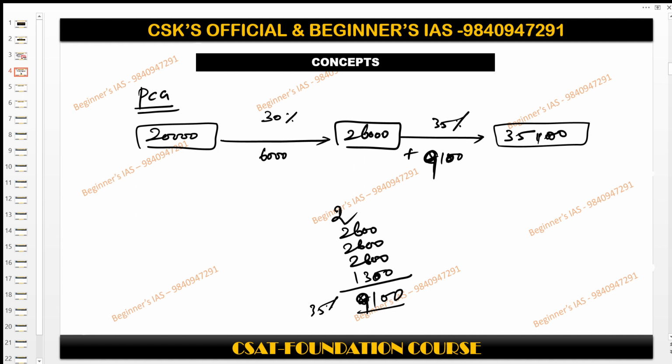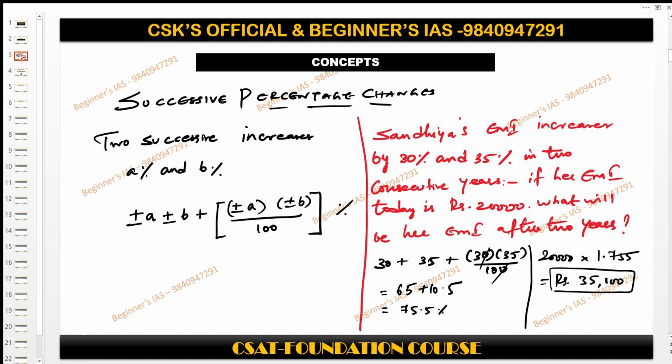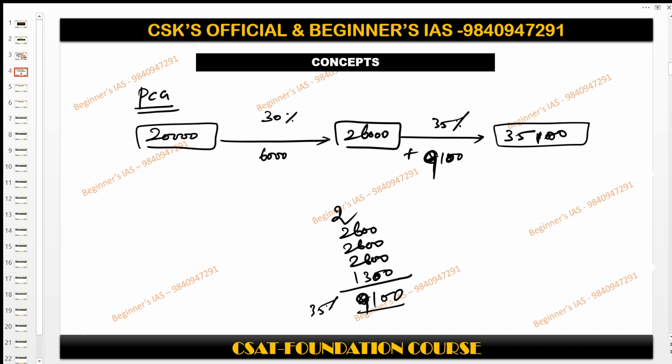Everyone clear with this concept? This is called as PCG method. You can go with this method also. This method will help you to solve successive discount problems. See here, 3150 can be calculated in this way also. You can go with any method. Now, shall I give you one question?